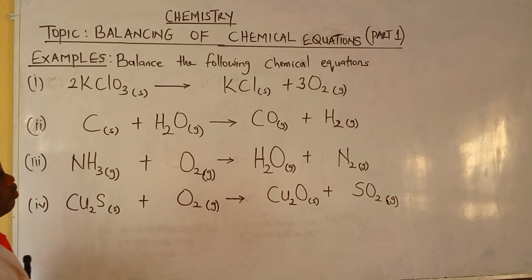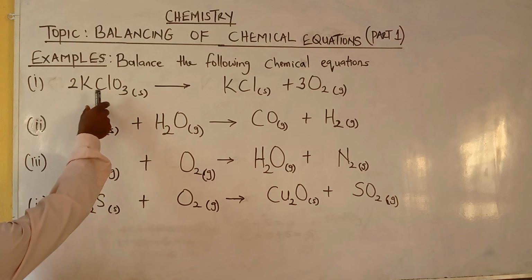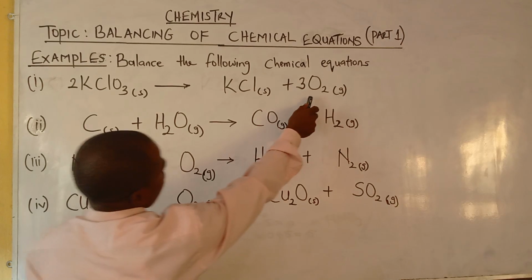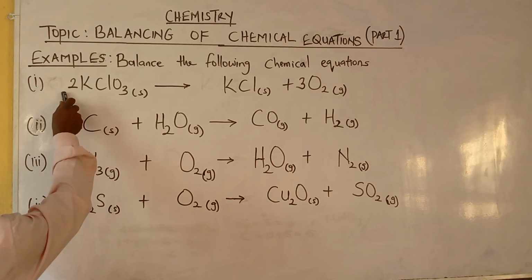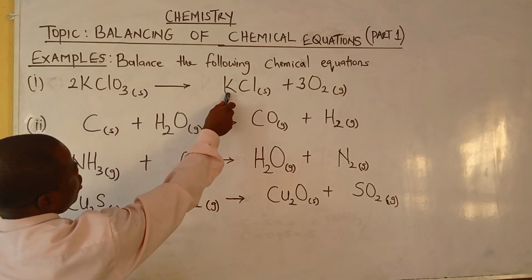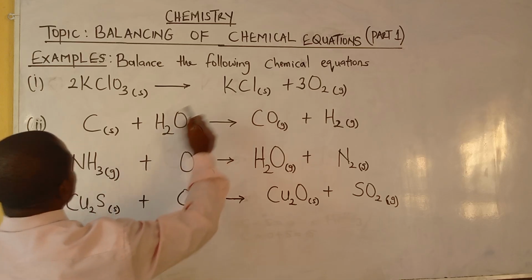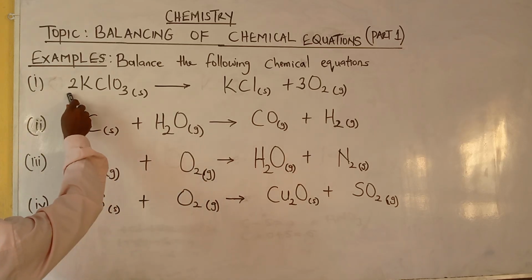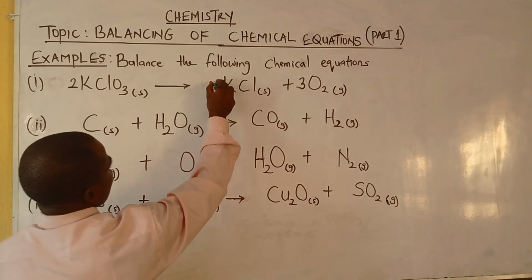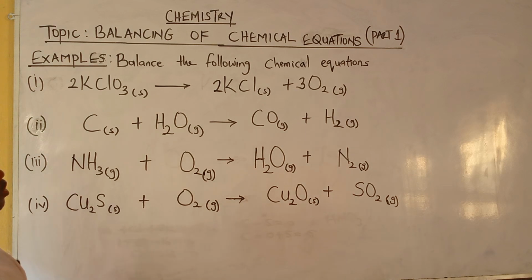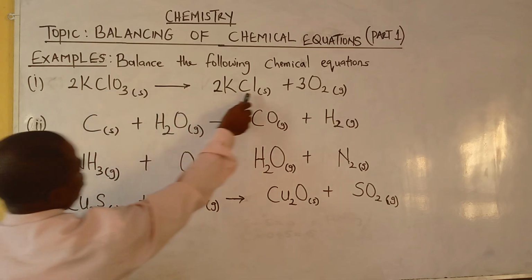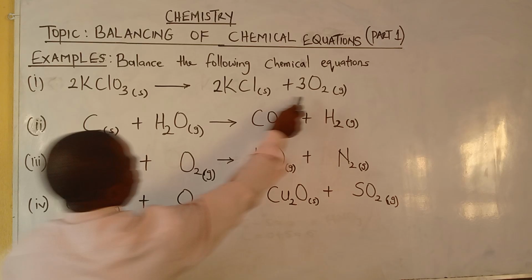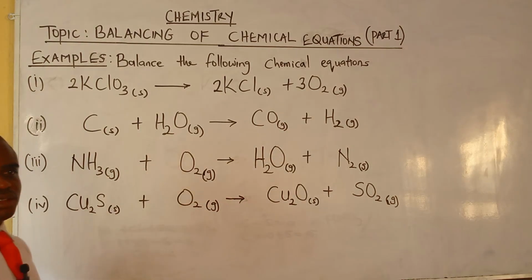Now at the reactant side, you're having 6 oxygen. At the product, you're having 6 oxygen, but adding 2 here has affected potassium and chlorine. Potassium chloride, it has affected it. You have added 2 here, so what you need to do is to add 2 at this side. It's balanced. You're having 2 potassium, 2 chlorine, 6 oxygen, 6 oxygen.